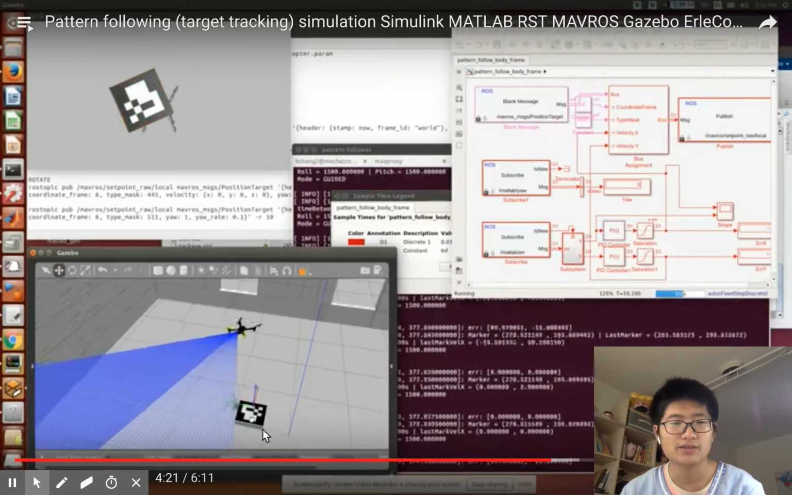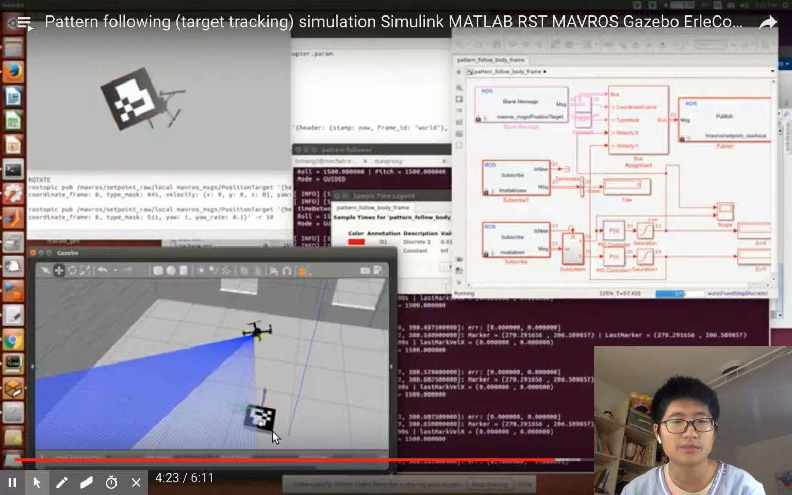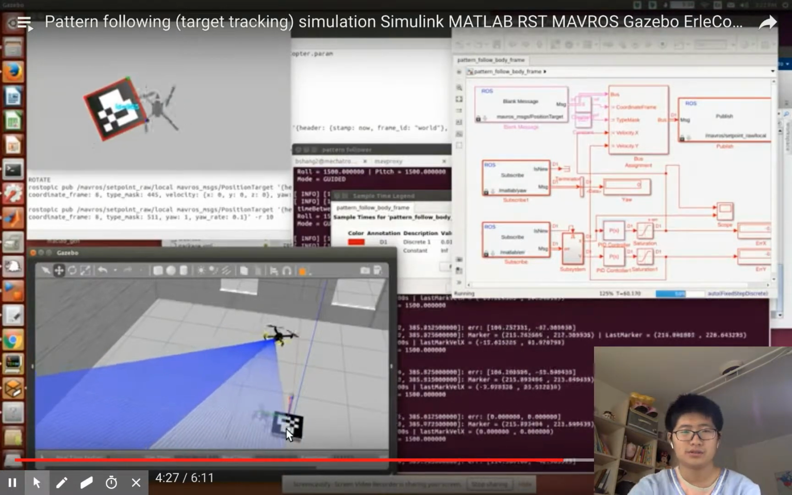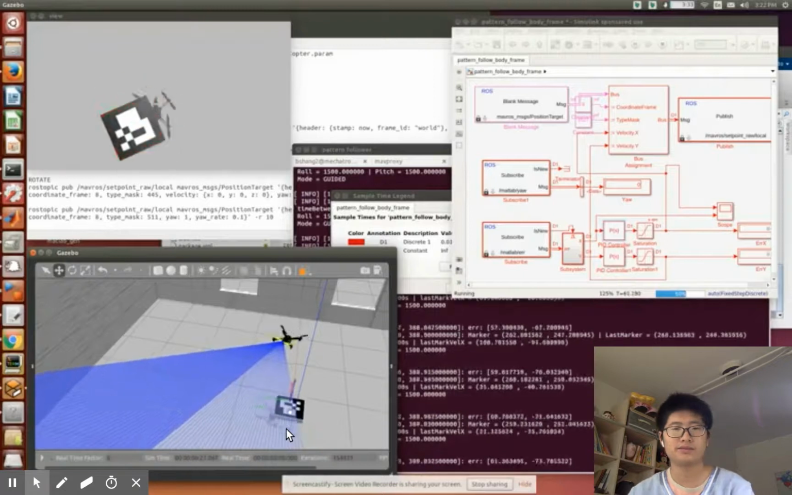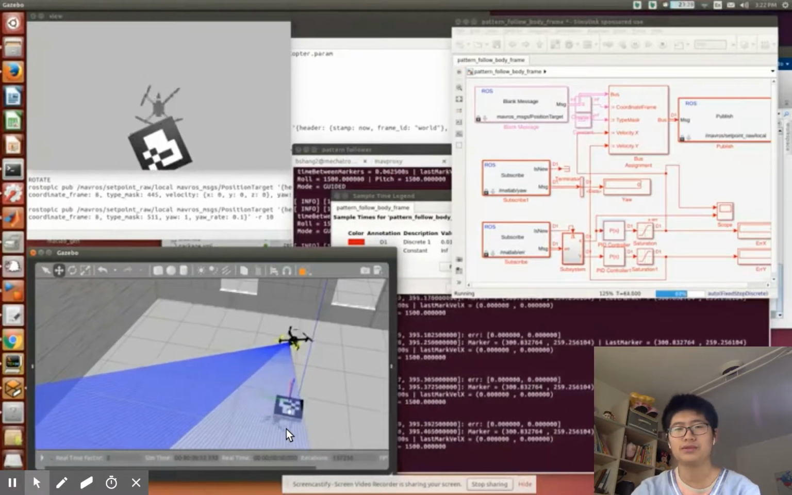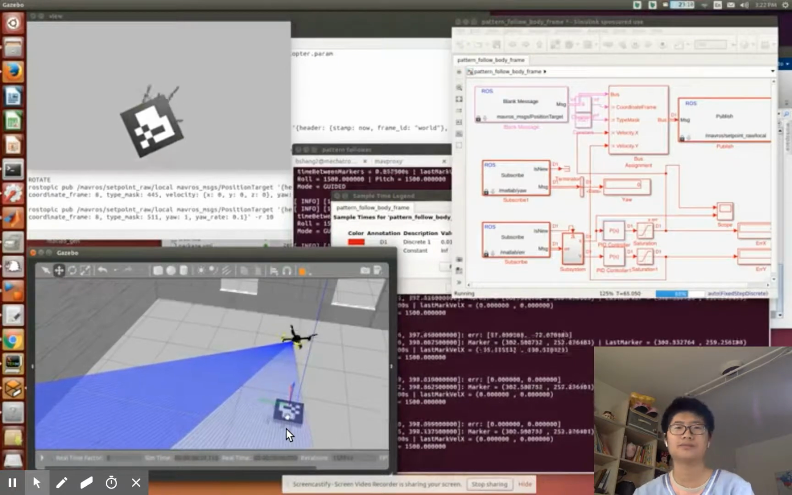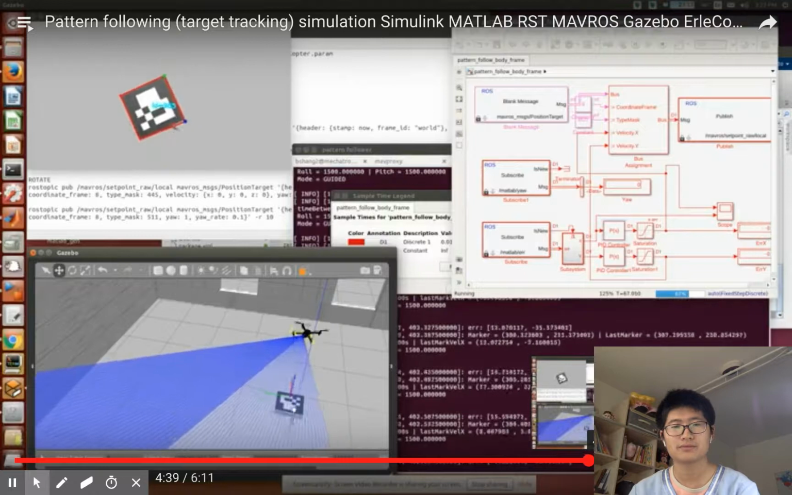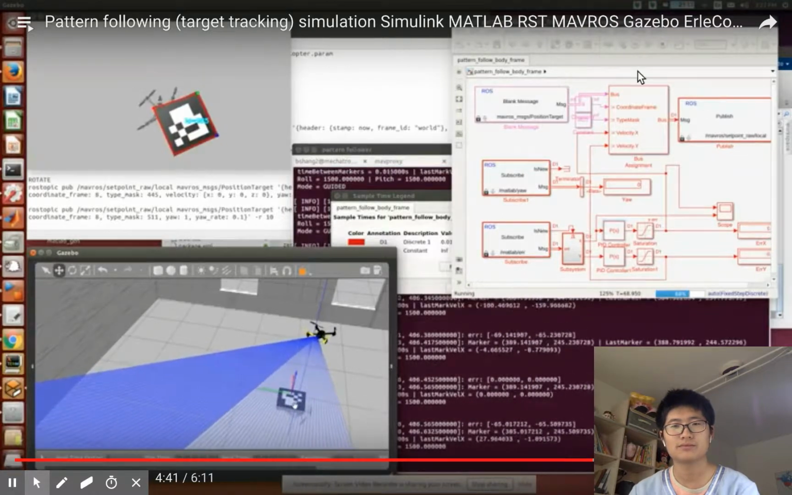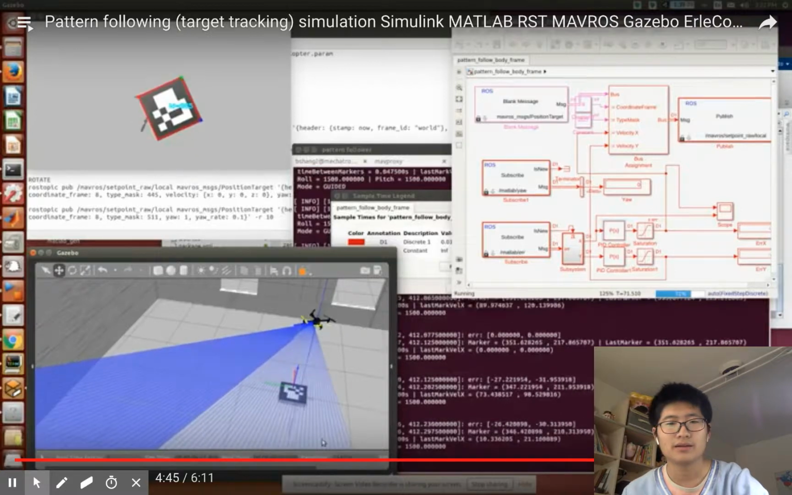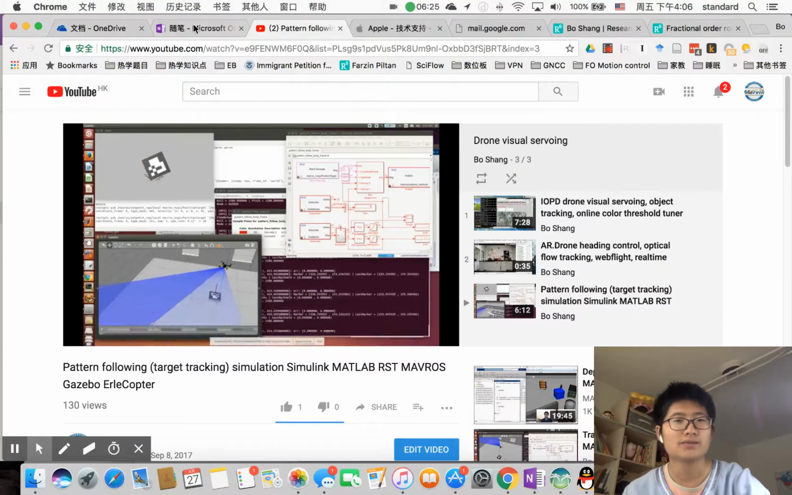And you can see from the left bottom, I'm trying to use my mouse to move the target. And then the drone just moves itself following that target. I think that's all I want to say.